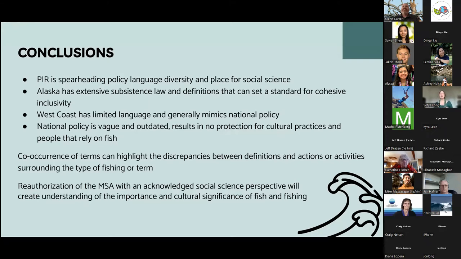Co-occurrence can be the tool to highlight these discrepancies between the definition and the context in which the type of fishing is being discussed, that can hopefully be applied to a reauthorization of the Magnuson-Stevens Act and other federal policy and regional policy with an acknowledged social science perspective that will ultimately help to create a better understanding of the importance and the cultural significance of fish and fishing.